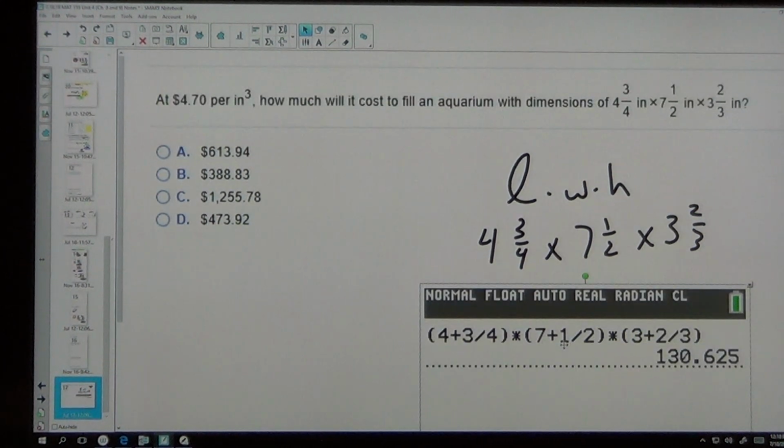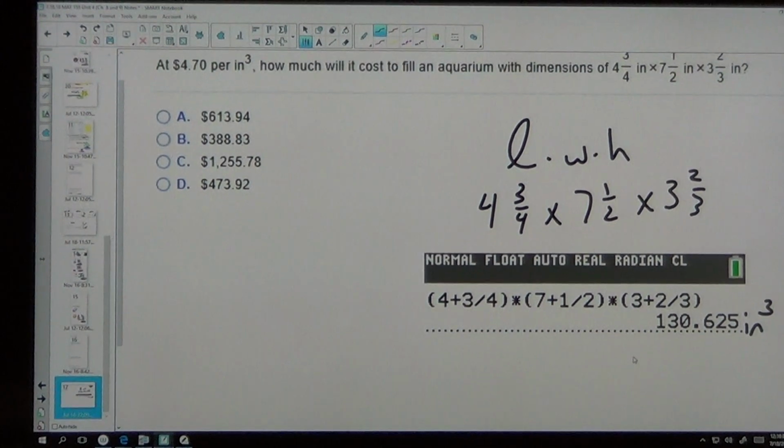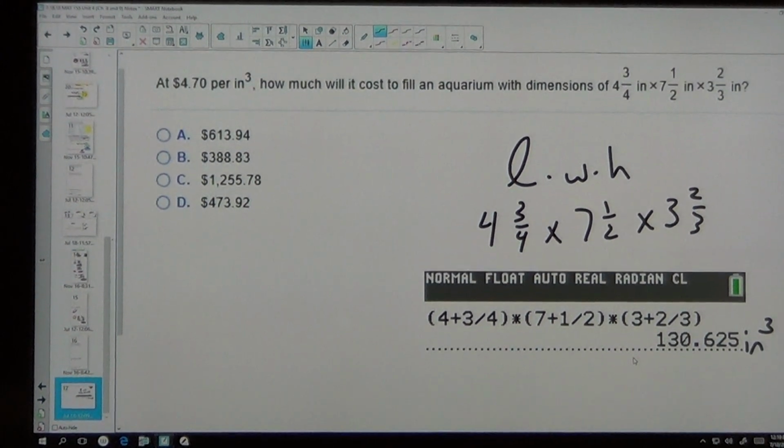Do I want to know the volume? No. That tells me the cubic inches of the volume. I don't want to know the volume. What do I want to know? The cost. So what do I have to do to that answer?